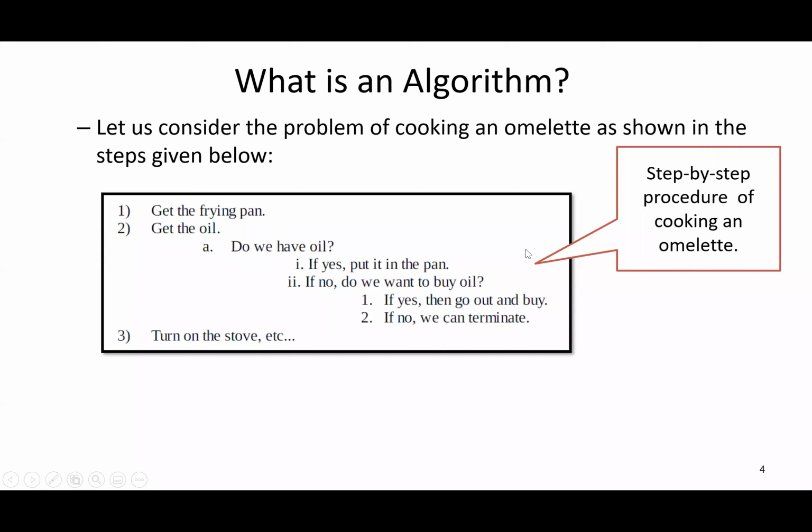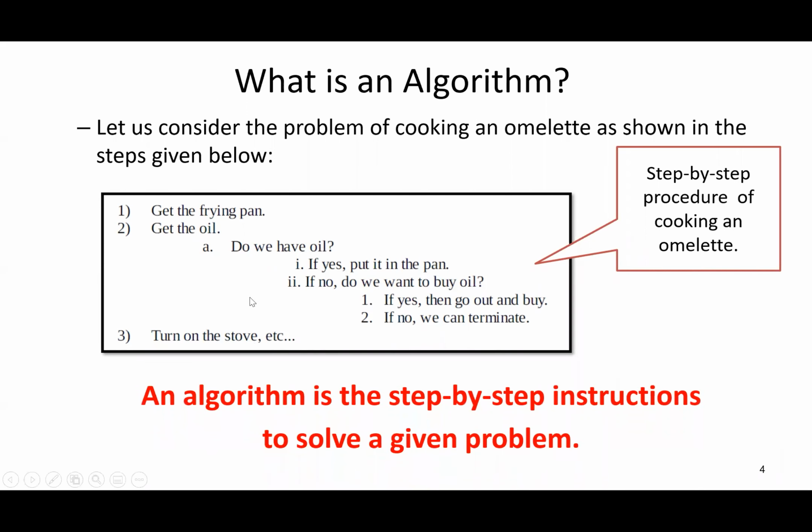So this is an example of a step-by-step procedure, but this one is to cook an omelette, right? So algorithm is actually the step-by-step instruction how to solve a given problem, right? You must have the steps, like you are given a problem that you need to solve, then you need to come up with, how to say, the algorithm to solve this problem, which is actually the step-by-step instruction. How are you going to solve the problem, right?